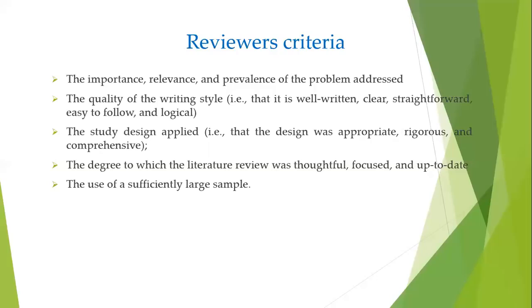So the different kinds of criteria that the reviewers consider, or should consider, are the importance, relevance, and the prevalence of the problem addressed. It is important to assess that the particular problem that the authors have solved and taken up for publication in the journal is relevant in the current scenario. It is not something that has already been done numerous times.